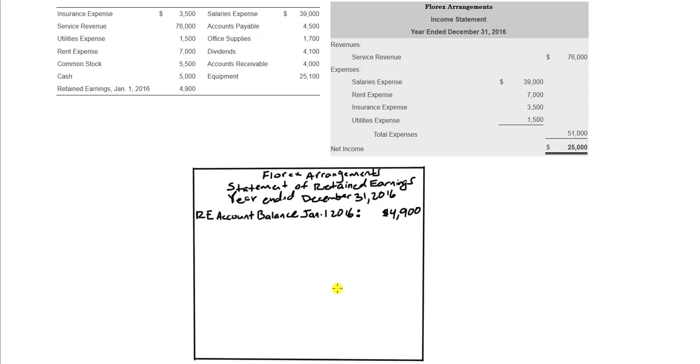By the end of the year, we had generated equity. We had generated net income, right? And that's also available for us to distribute to ourselves. Well, how much net income did we generate this year? Well, that was calculated by the income statement to be $25,000. So your next line, net income, $25,000.